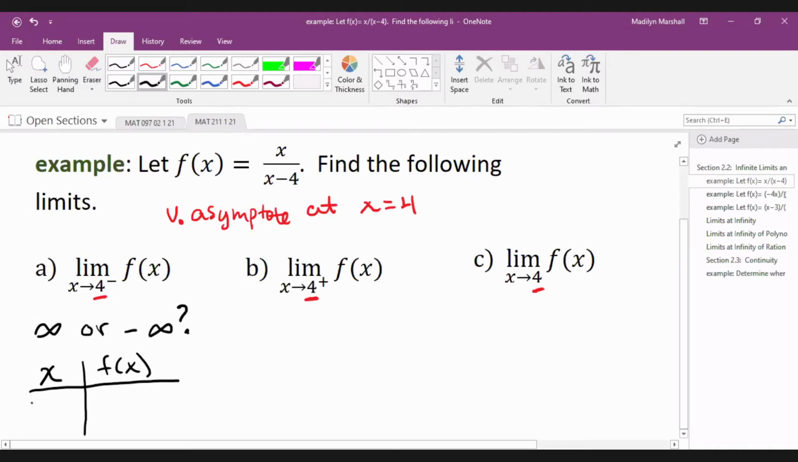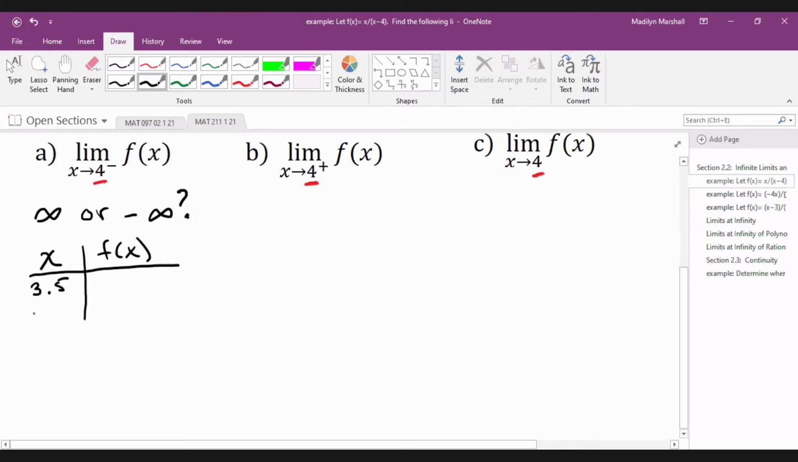So I might just try like 3.5, 3.9, 3.99. And we don't need very many. Basically, all we're trying to figure out is, is this increasing, so it's going towards infinity, or is it decreasing down to negative infinity? And I don't have a calculator handy on here. Let's open this.